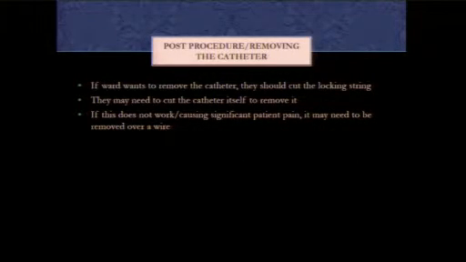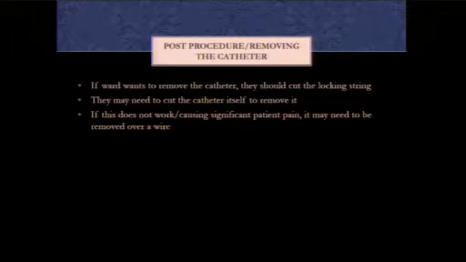Sometimes you'll get a call from the ward saying that they want to remove the catheter and they don't really know how to do it. So first they should cut the locking string for locking pigtail catheters and try and remove it that way. If it's not coming out, they may need to cut the catheter itself, because the locking string will actually pass through the catheter itself. So they can cut it and try and pull.